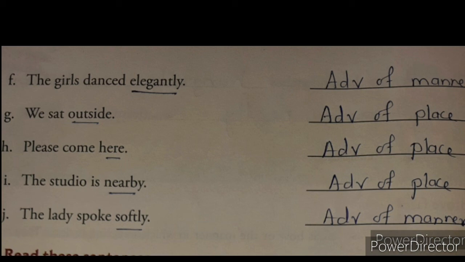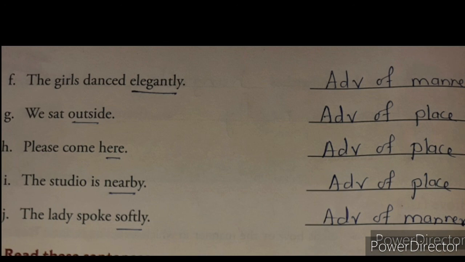Adverb of manner. Next, G, we sat outside. Now, outside is the adverb. You have to underline the adverbs in these sentences, and after that you have to mention their kinds. And this outside is which type of adverb? Adverb of place. H, please come here. Here is the adverb and it indicates what? Place. Please come here. It shows place. So it is which type of adverb?